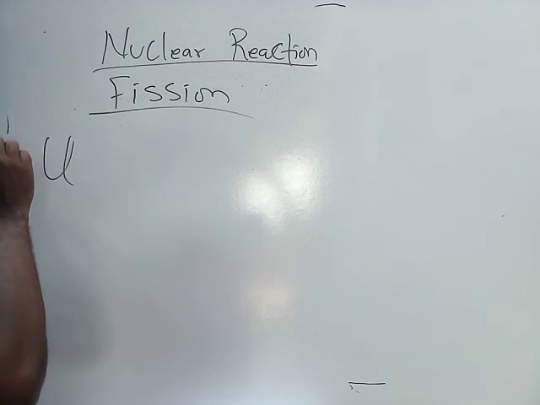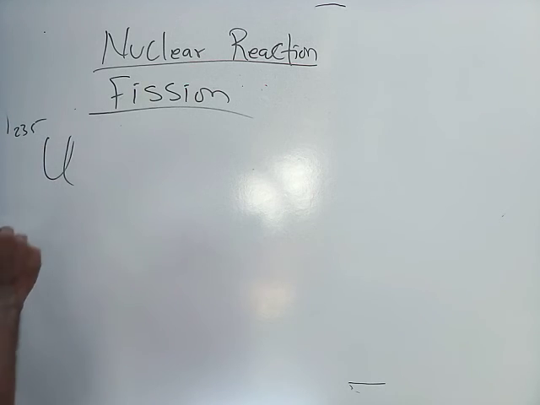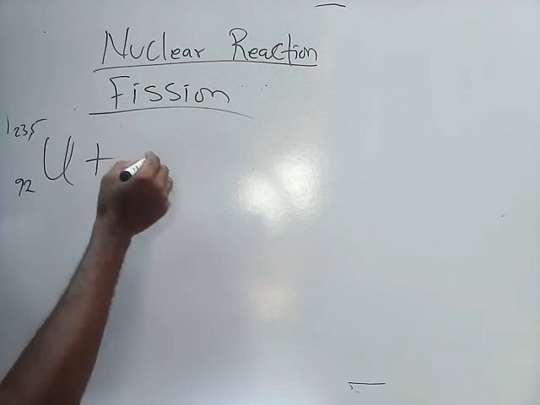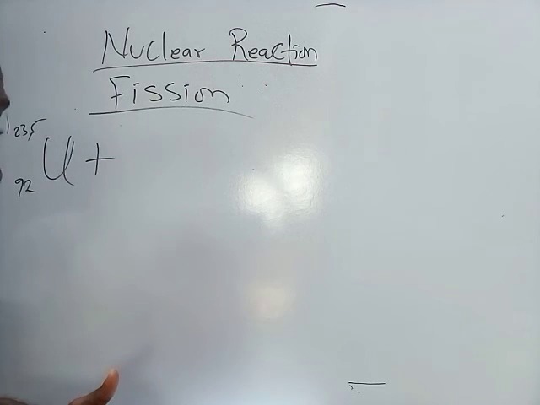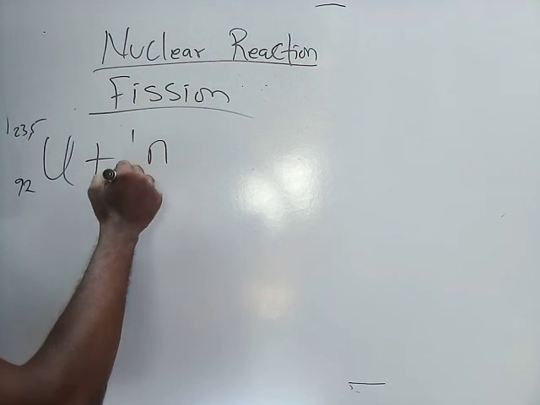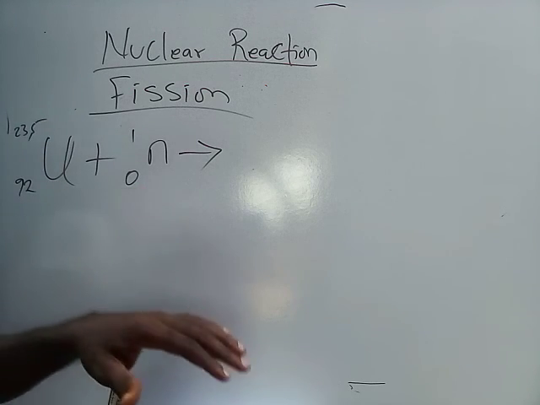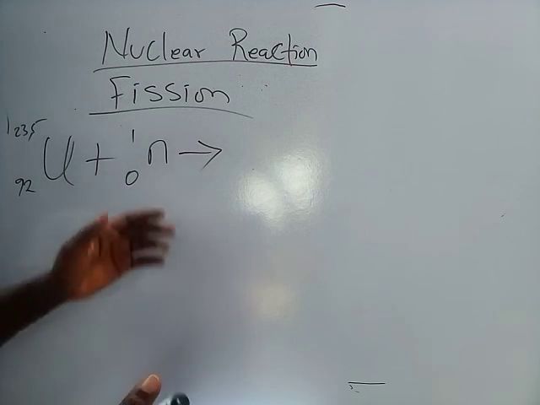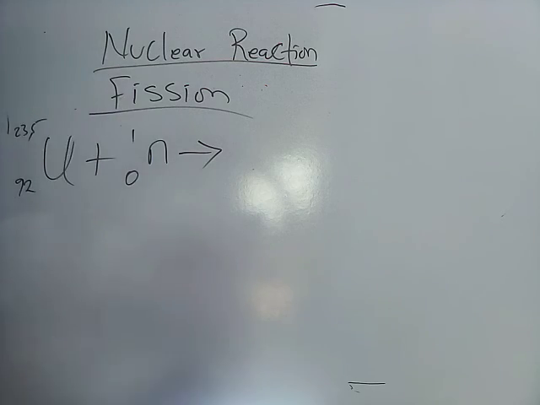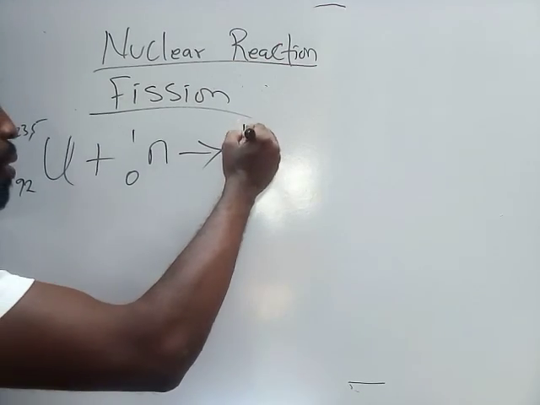For example, uranium has an atomic mass of 235 and the number of protons is 92. Radioactivity could be natural and it could be artificial. So let's assume it's an artificial one, man causing it, introducing a neutron. This neutron being introduced will cause the nucleus to be unstable.